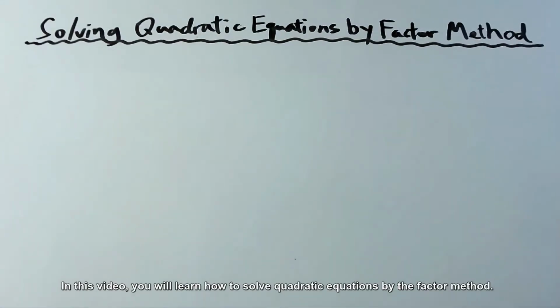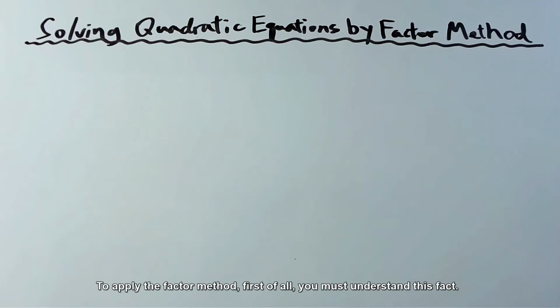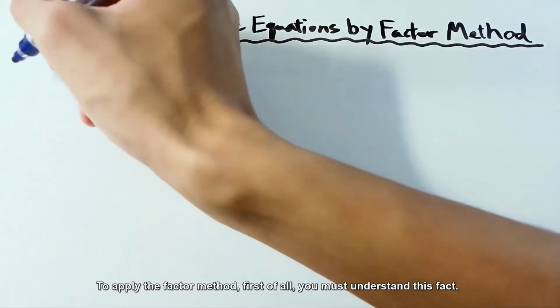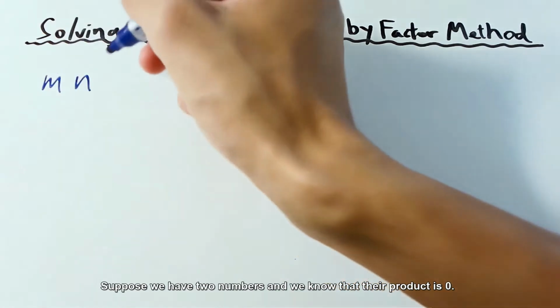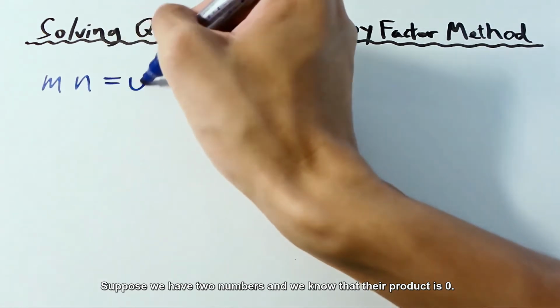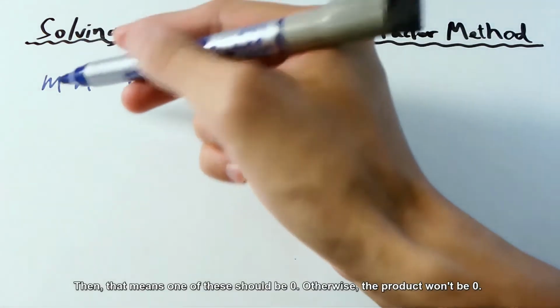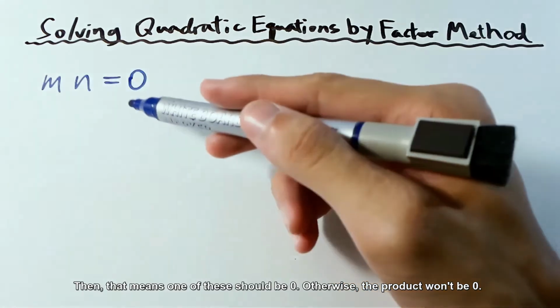In this video, you will learn how to solve quadratic equations by the factor method. To apply the factor method, first of all, you must understand this fact. Suppose we have two numbers and we know that their product is 0. Then that means one of these should be 0, otherwise the product won't be 0.